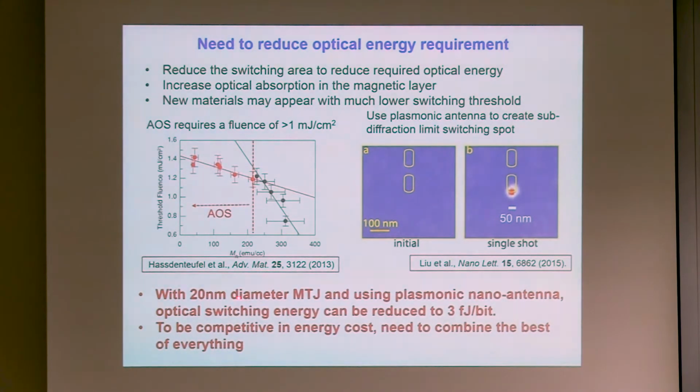If you have a 20 nanometer diameter MTJ, which has been demonstrated, and take the energy consumption on the order of 1 millijoule per square centimeter, then you will scale down to 3 femtojoules per bit, right? So in terms of energy, this also seems promising.